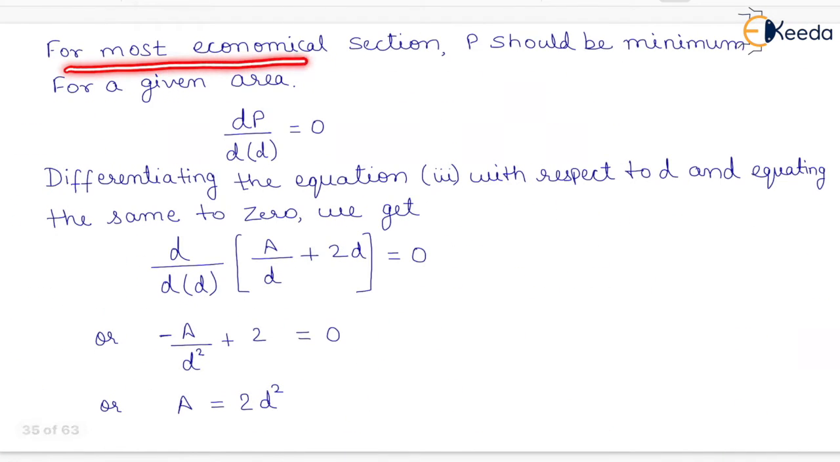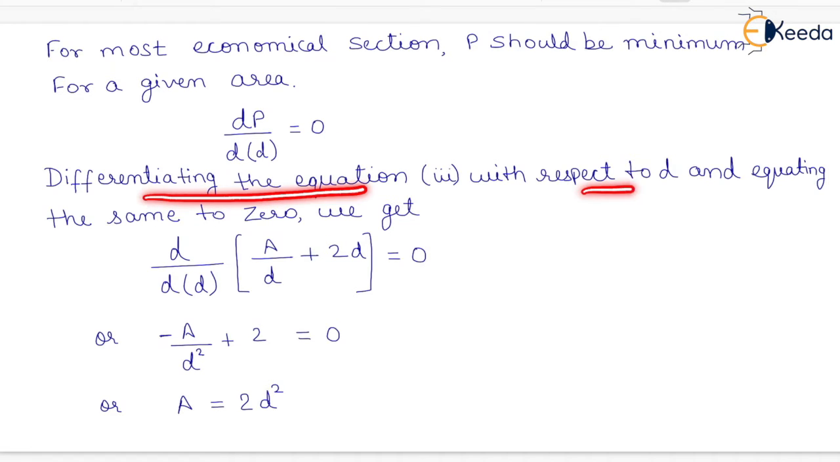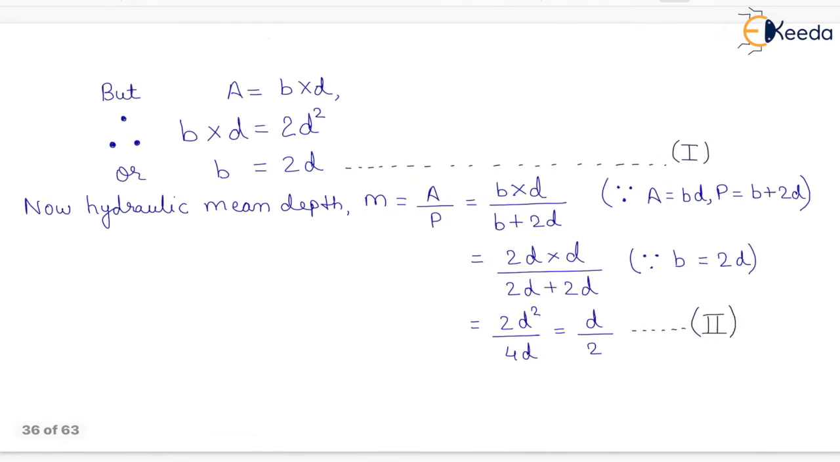Now for most economical section, perimeter should be minimum for a given area, therefore del P upon del D will be equals to 0. Now differentiating the equation 3 with respect to D and equating the same to 0, we get minus A upon D square plus 2 equals to 0. Therefore A will be equals to 2D square. But A equals to B into D, therefore B into D will be equals to 2D square. So B will be equals to 2D.